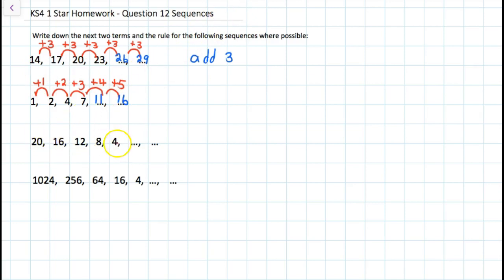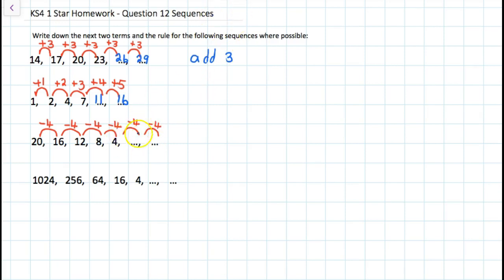This time looks like the numbers are decreasing in value. We've got a difference between 20 and 16 of 4, and this time I'm looking to take away 4. I'm going to check it's the same here. So if I've got 16 take away 4 gives me 12, so take away 4 again. Same for this one. Same for this one. So we're looking to take away 4 to find that term, and then take away 4 to find this term here as well.